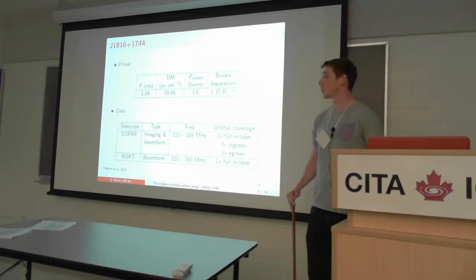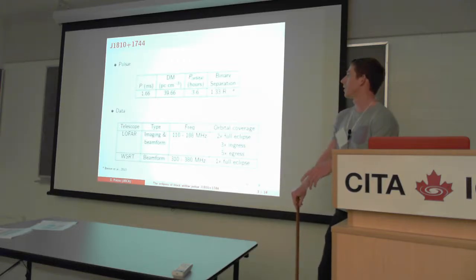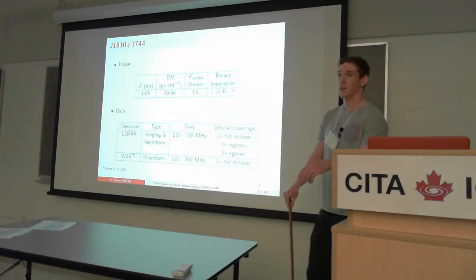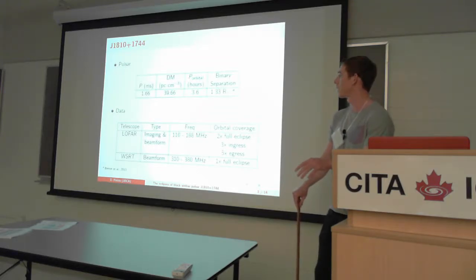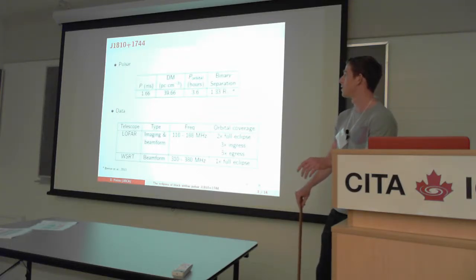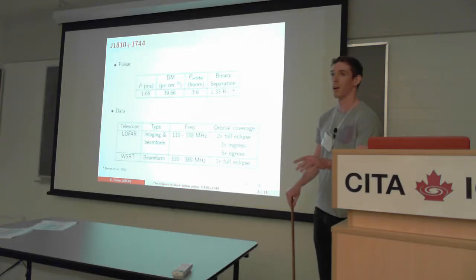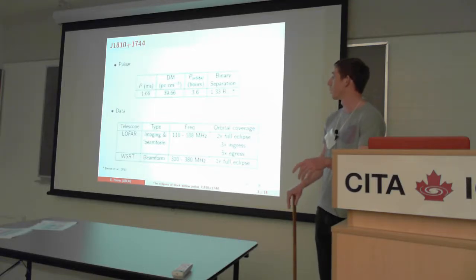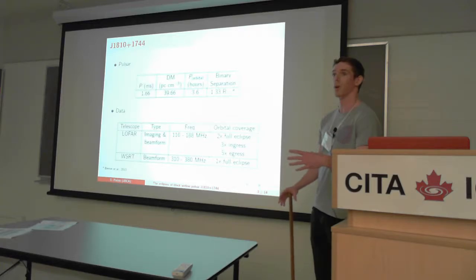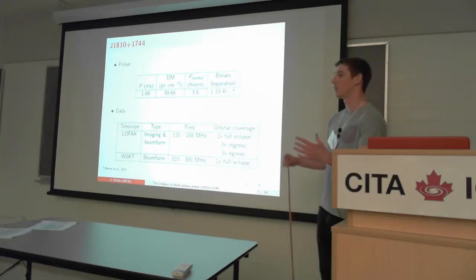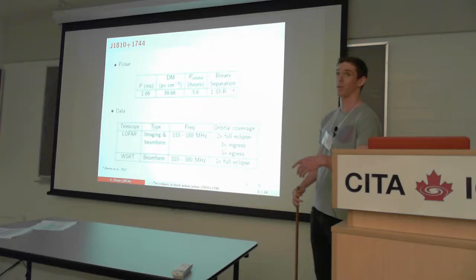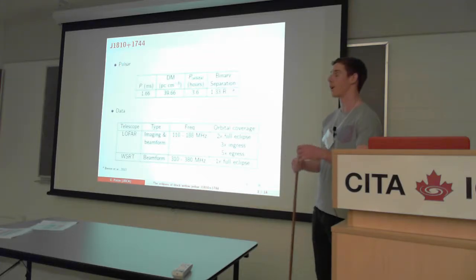So just a bit about this pulsar itself. J1810+1744 is a millisecond pulsar with a spin period of about 1.66 milliseconds, so pretty similar to B1957. It's got a fairly modest DM of around 40. Its orbital period is really tight, about a 3.6 hour orbit, and the separation between the two bodies is just 1.33 solar radii.